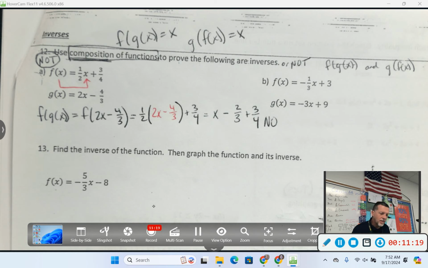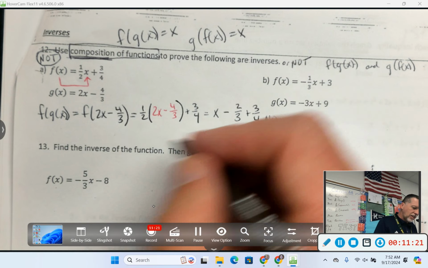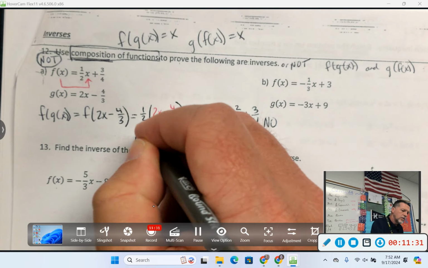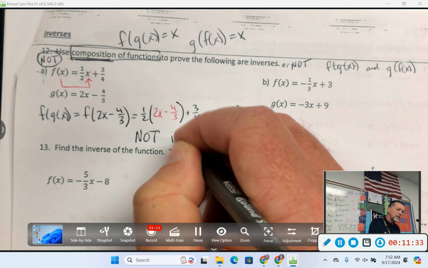And if this one doesn't get all the way down to x, there's really no point in doing g of f of x. Because we already know that one. Because one of them doesn't work, and they both have to work. So as soon as one of them doesn't work, there's really no point in doing the other. So that means f and g are not inverses.